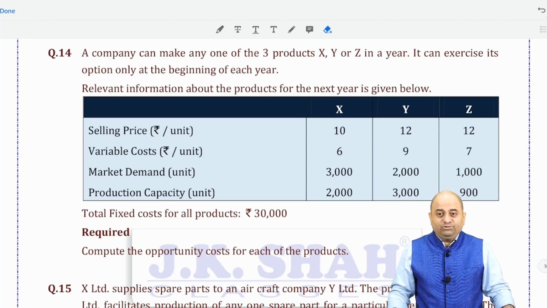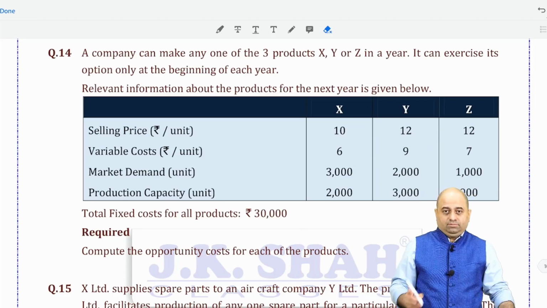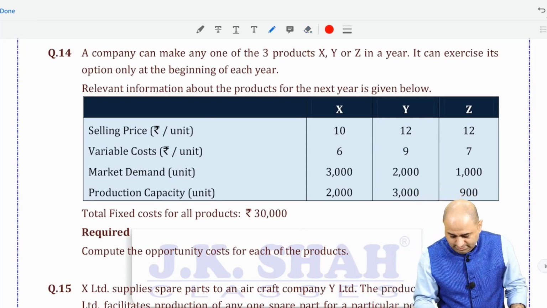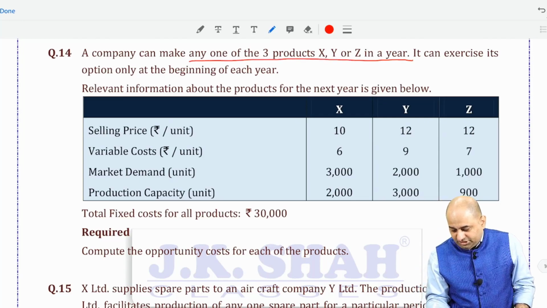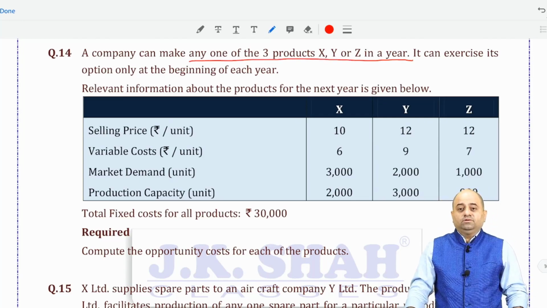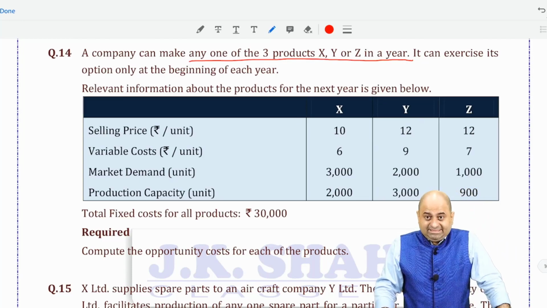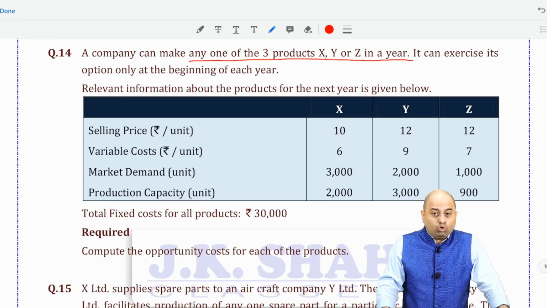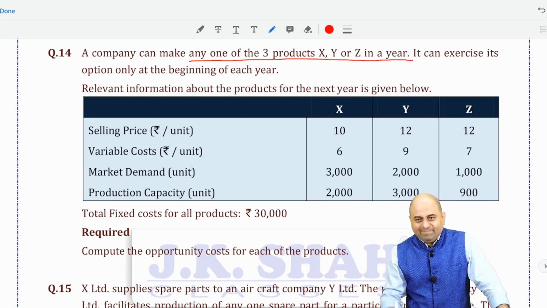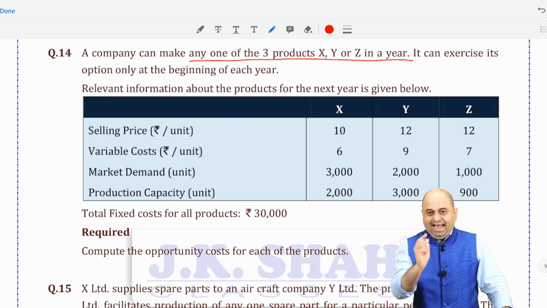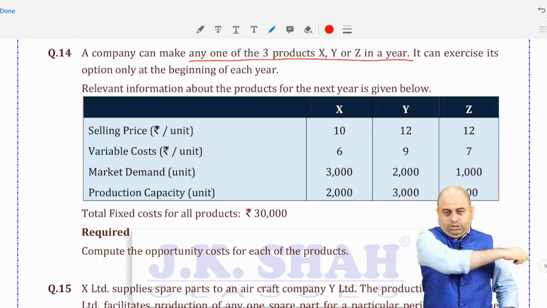And then when you calculate opportunity cost, remember one thing. Any one of the 3 products in a year. So if you produce X, you have to decide whose opportunity cost you will forego, Y's or Z's. You can't say Y's and Z's both. That is the only point in this question.